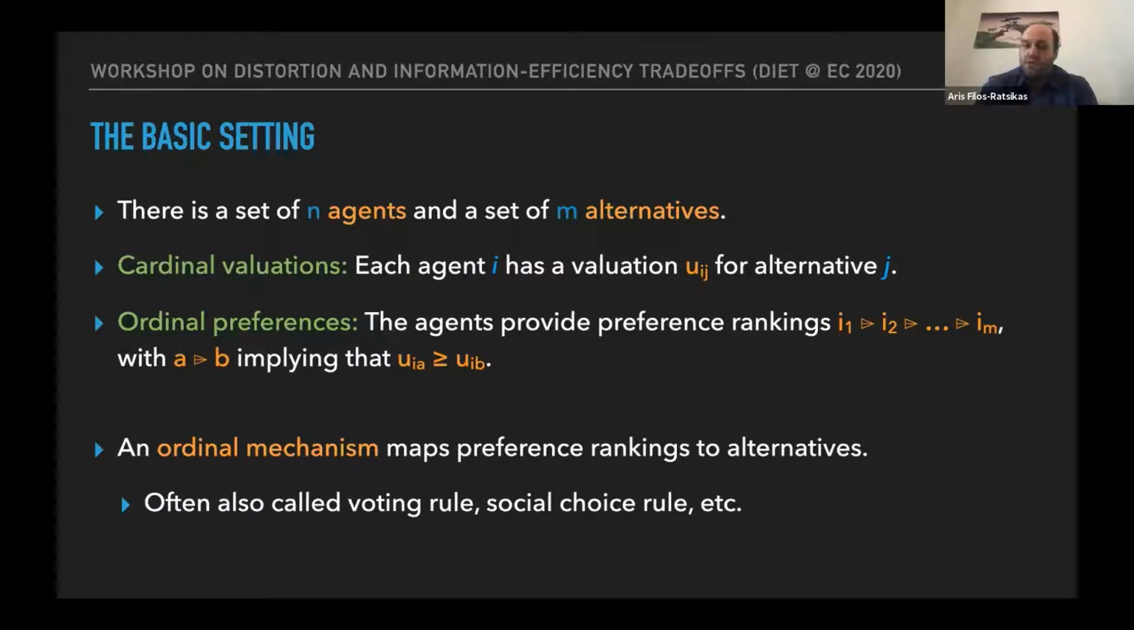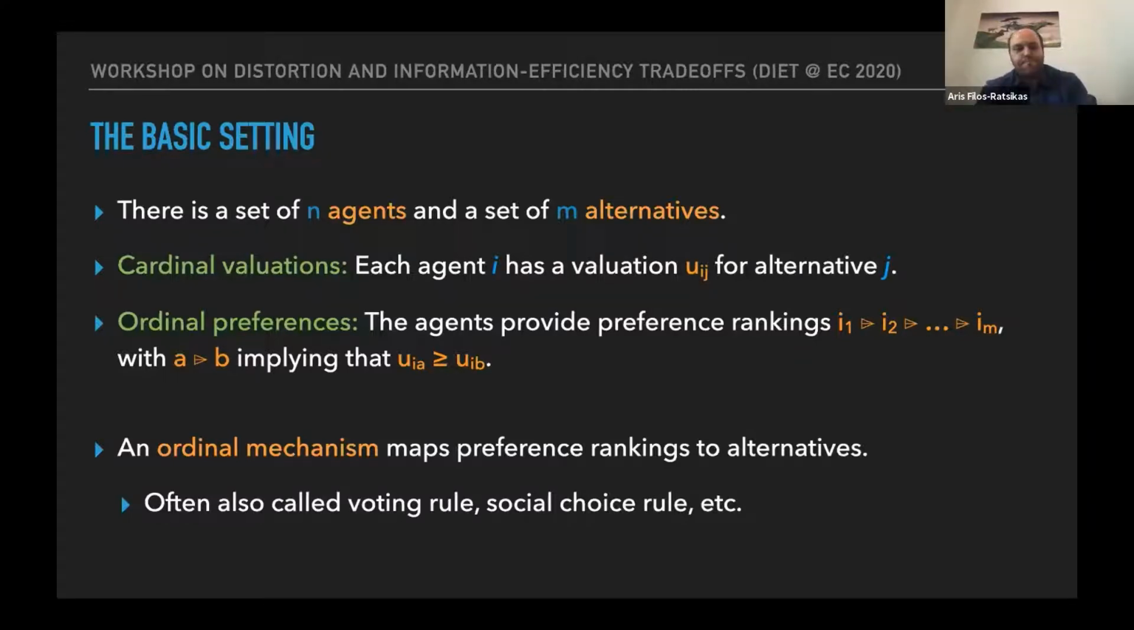As I explained before, we have cardinal valuations. So every agent has a value, u_ij, for alternative j, which indicates the level of happiness, let's say, if that alternative was elected. And sometimes equivalently, we can refer to these as valuation functions, mapping alternatives to real numbers. And then in the most natural way, these cardinal valuations actually induce the ordinal preferences. These are preference rankings in which if the value of an agent for an alternative A is larger than the value of the agent for an alternative B, then the agent prefers A to B in the preference ranking.